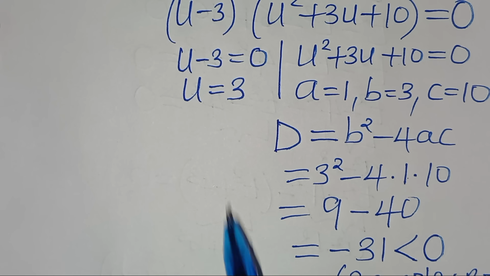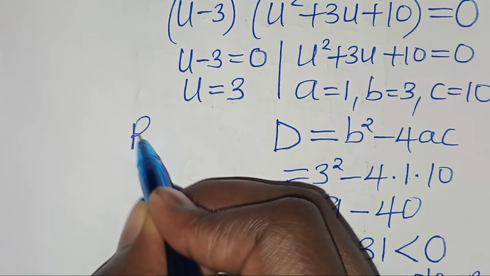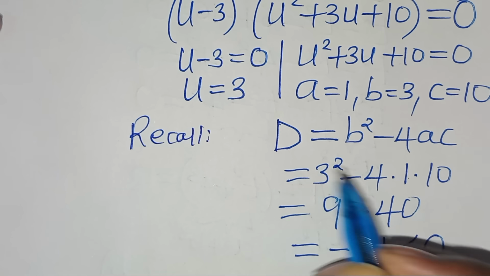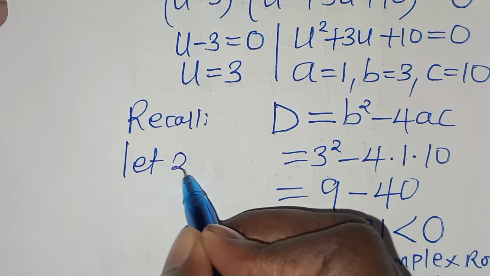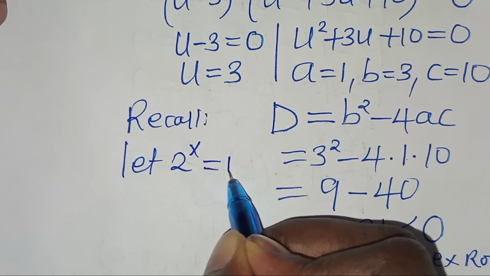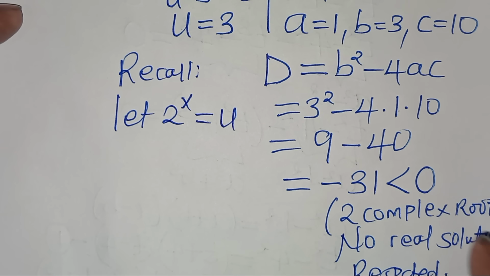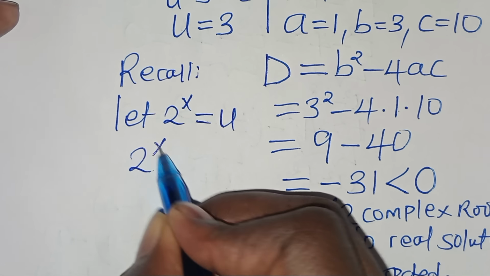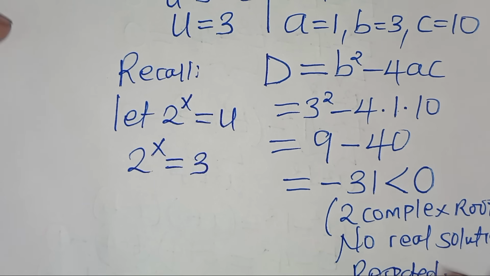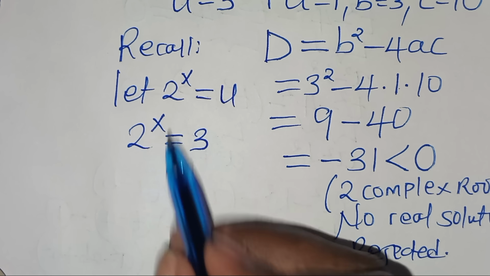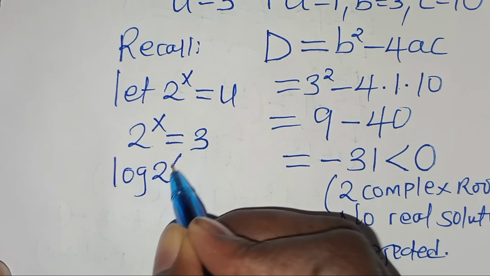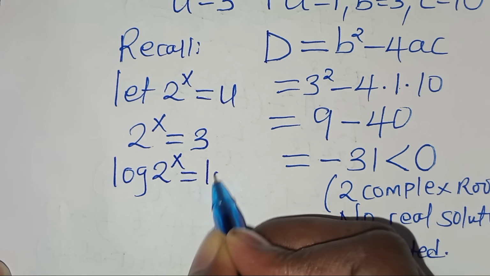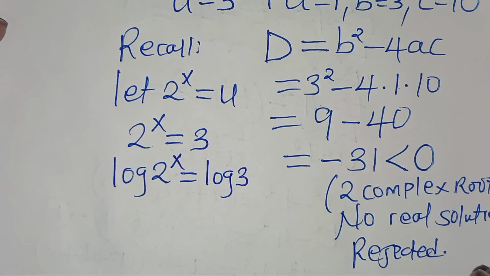Now, let's focus on u, which is equal to 3. If you recall, we have seen that we let 2 to the power of x be equal to u. So therefore we have 2 to the power of x equal to 3. To solve for x, we introduce logarithm on both sides. We have log 2 to the power of x equal to log 3.